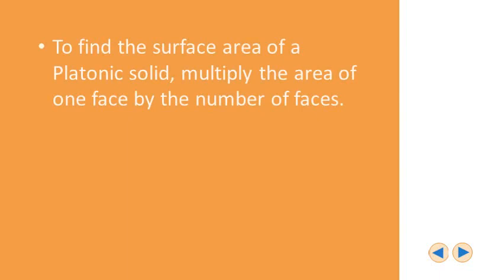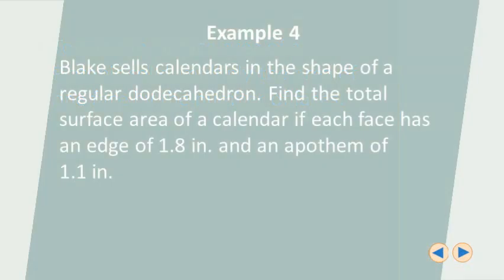To find the surface area of a Platonic solid, multiply the area of one face, that would be capital A, by the number of faces, lowercase n. Blake sells calendars in the shape of a regular dodecahedron. So first of all, how many sides does that have? It has 12. Find the total surface area of a calendar if each face has an edge of 1.8 inches and an apothem of 1.1 inch.